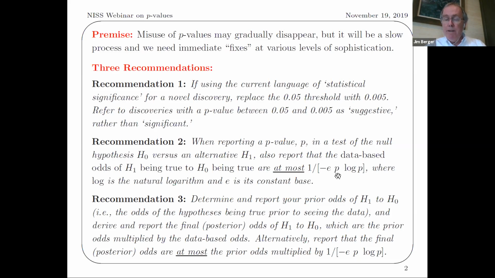So you just plug the p-value into this, you look at this bound, and you interpret this as a bound on the odds of H1 to H0.